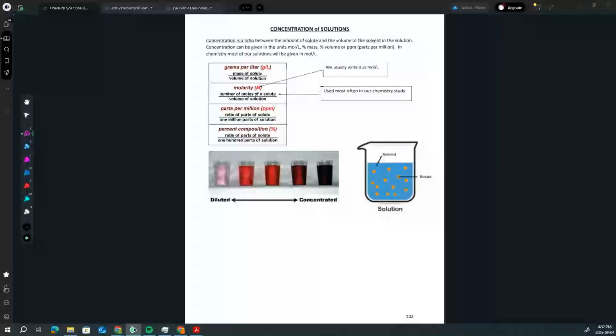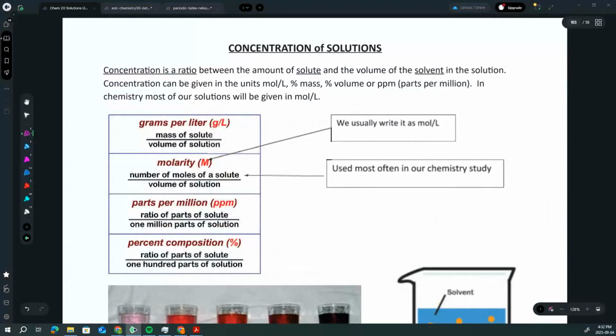In this video, we're going to be talking about concentrations of solutions. Now, concentration is just a ratio between the amount of solute and the volume of solvent that you have for a solution. There's a few different units concentration can be given in. The first one being moles per liter, percent by mass, percent by volume, or parts per million, which is abbreviated to ppm. Most of the time we are going to use molarity, which is that moles per liter unit.